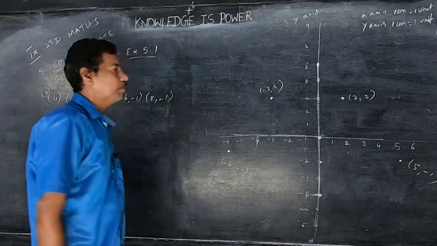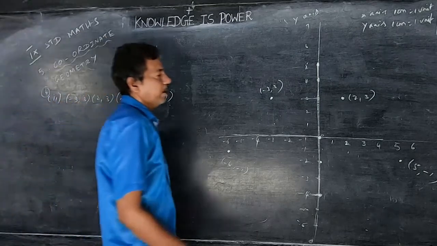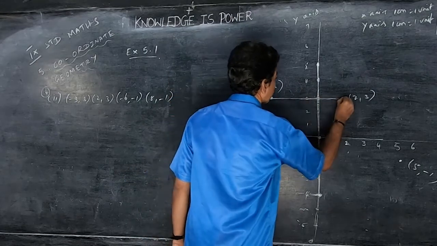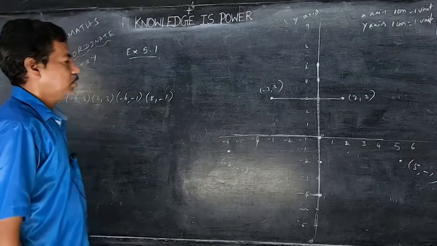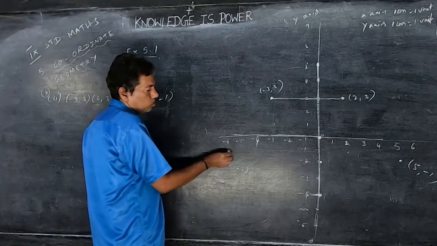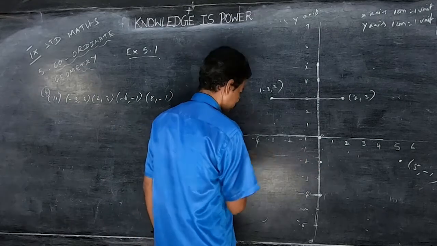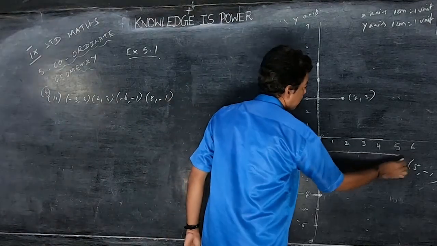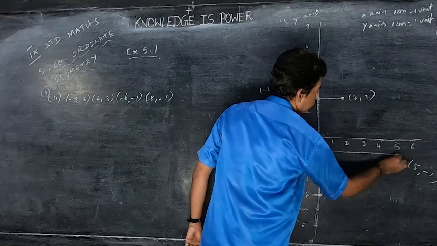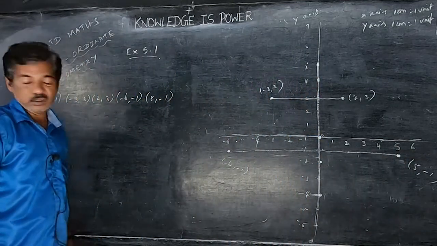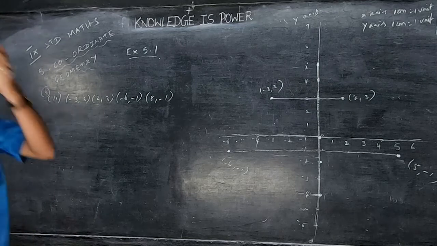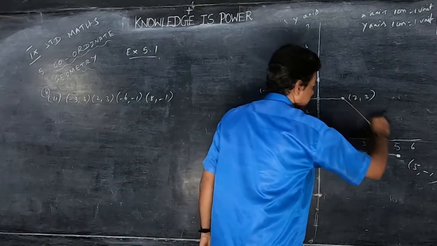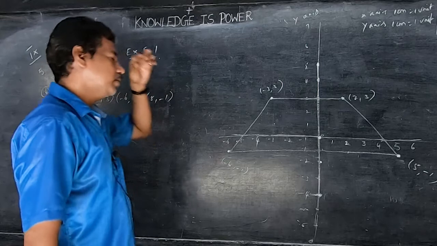Now you have to join all the 4 points. The first point will be minus 3 comma 3, and this is 2 comma 3. From this point, join this first. Then join these 2, because it's going to minus 1, so the point is 5 comma minus 1. After that, 2 parallel lines will be derived. Join this first, then join this next. So what shape are we getting?